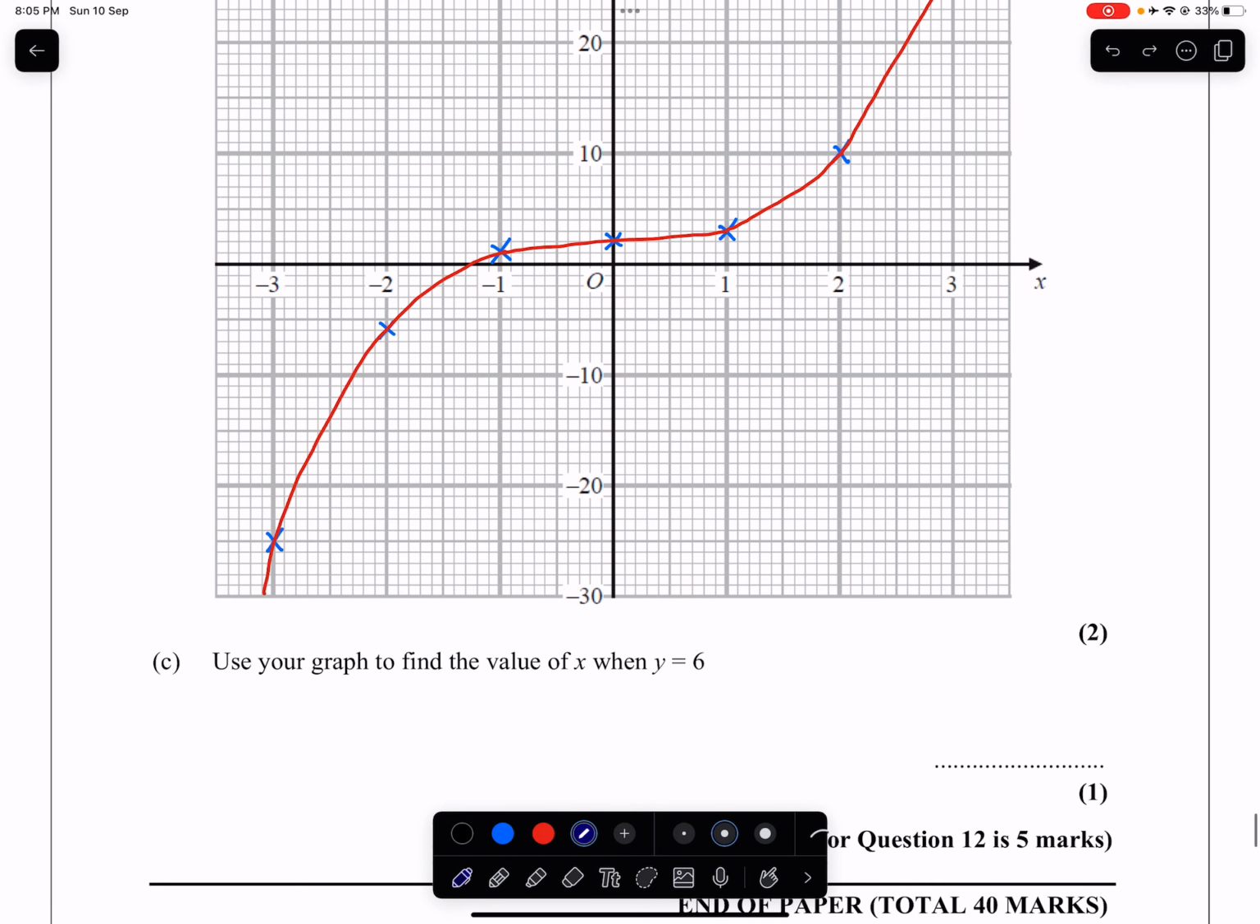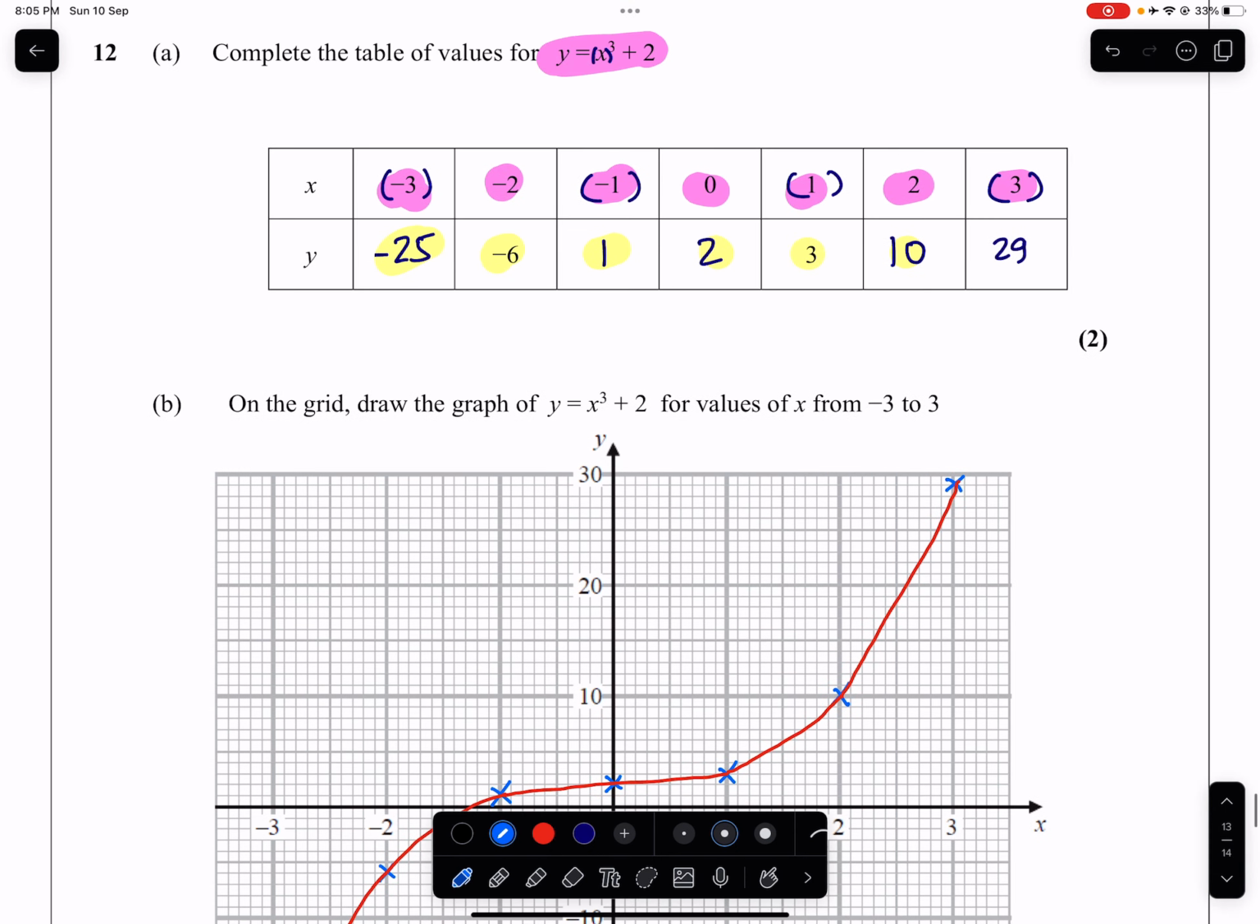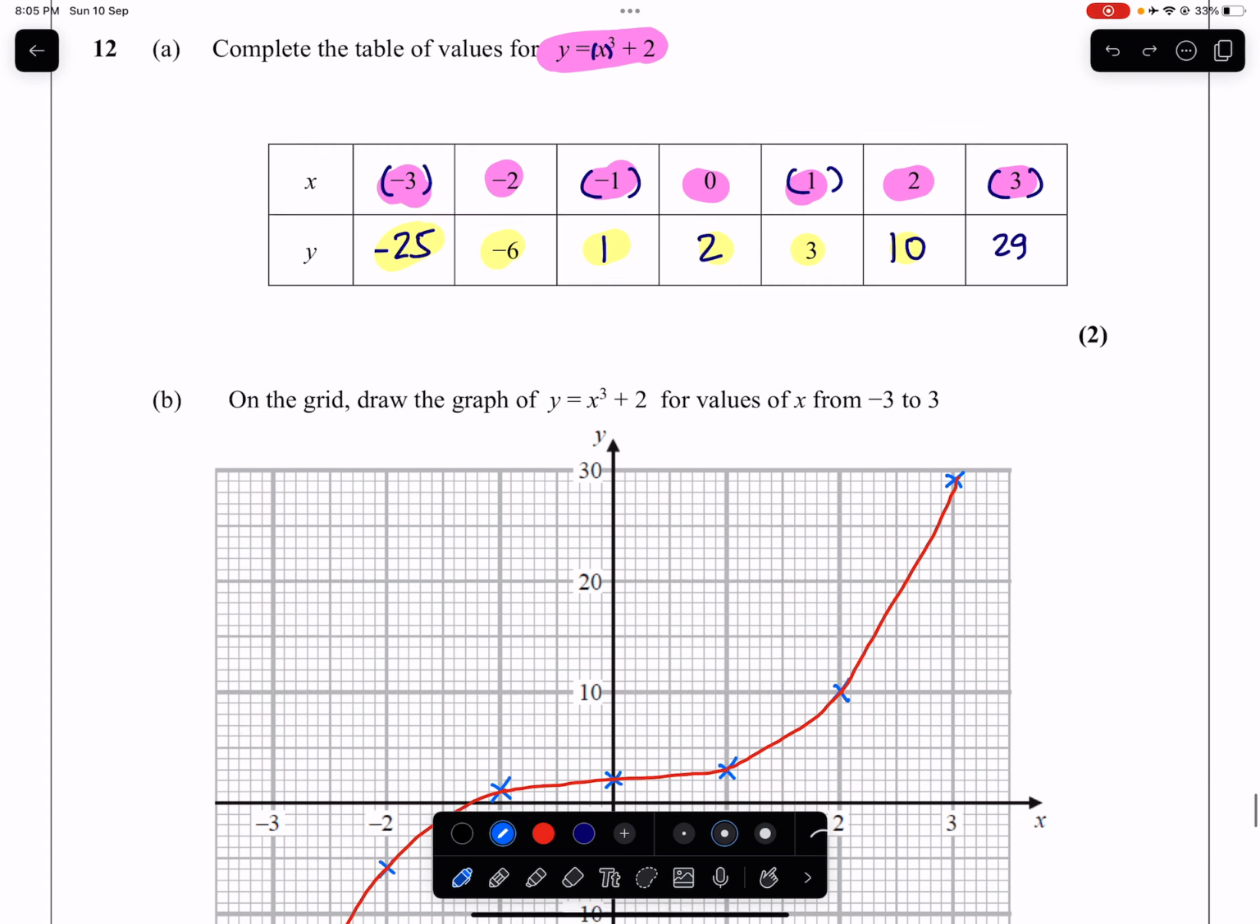Part C, use your graph. Important statement here. You must use your graph or show evidence on said graph that you have tried to figure out the value of x when y equals 6. You cannot sub 6 into here and solve it. That's you algebraically finding the answer. You will get 0 marks for it even if it's correct.